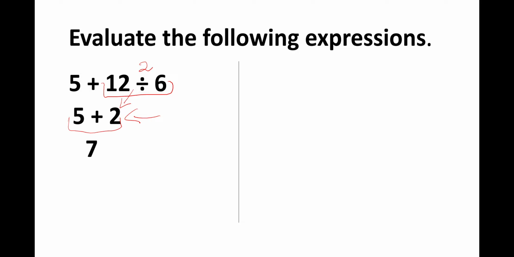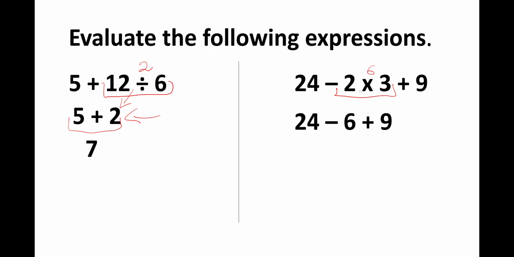In the second expression, 24 minus 2 times 3 plus 9. According to PEMDAS, I need to start with multiplication. 2 times 3 is a 6. So I'm going to drop down the 24, the minus, and next to it, I'll write down the answer of 2 times 3, which is a 6, drop the plus and the 9.